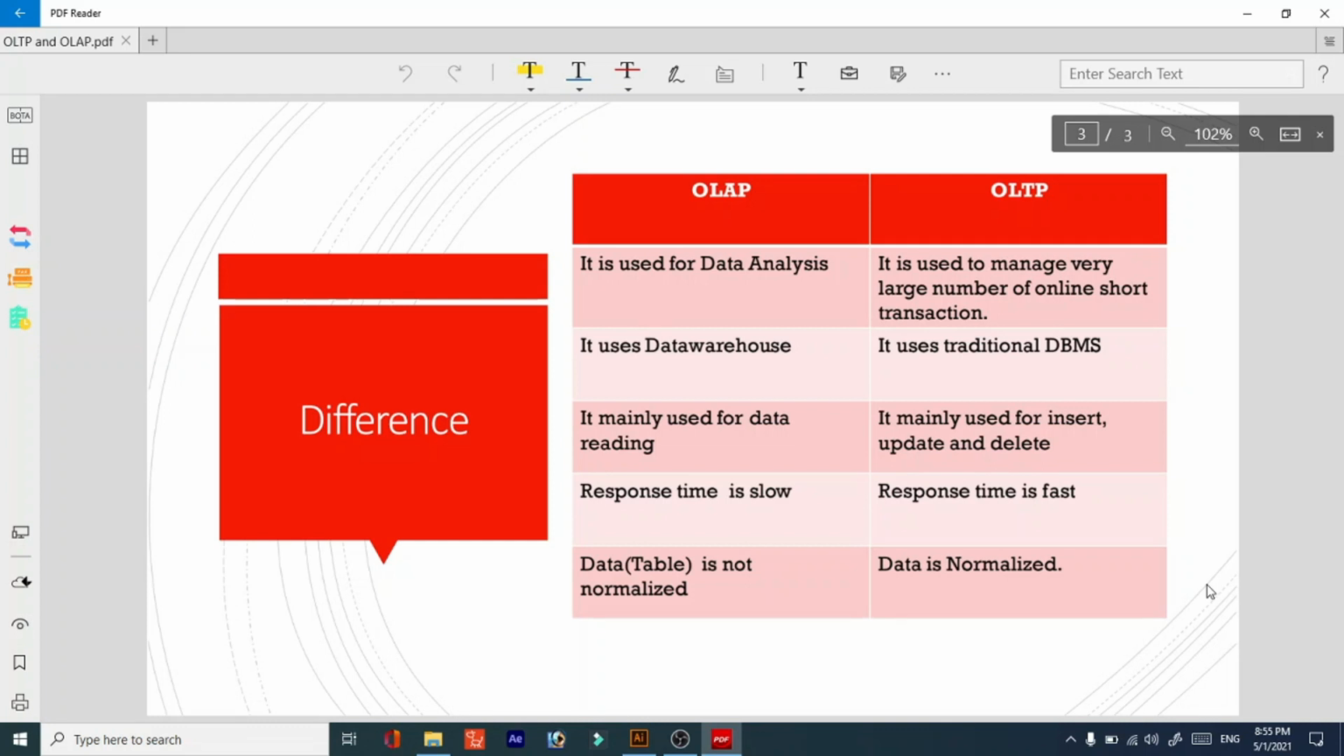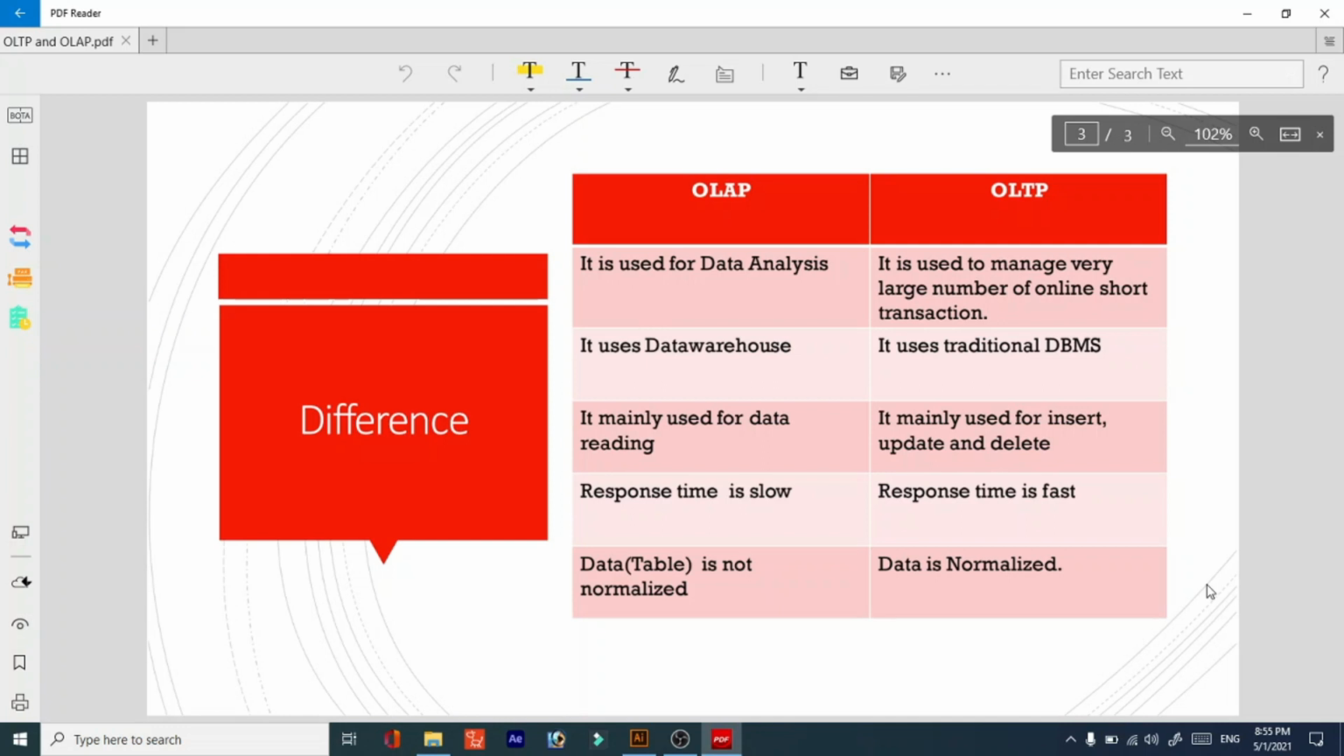Non-volatile means previous data is not erased, like it contains historical data. Previous data will always be contained in that data warehouse. So these are the four features of a data warehouse. If anybody asks you what is a data warehouse, you can tell these four features.